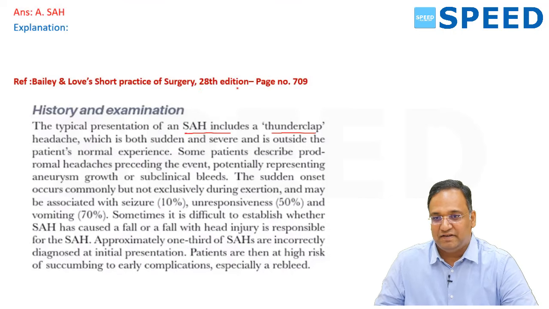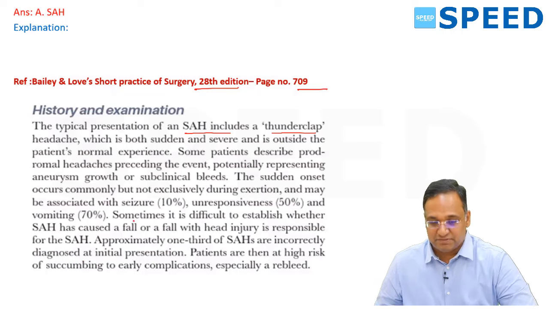Again, Bailey 20th edition, page 709: the onset is both sudden and severe, unlike the patient's normal experience. Some patients describe a prodromal headache preceding the event, particularly from an aneurysm or subclinical bleeds. The sudden onset occurs most commonly, though not exclusively, during exertion and may be associated with seizures in 10%, unresponsiveness in 50%, and vomiting in 70%. Sometimes it is difficult to establish whether SAH has caused a fall or a fall with head injury is responsible for an SAH. Approximately one third of SAH is incorrectly diagnosed at initial presentation. Patients are at high risk of early complications, especially rebleed.